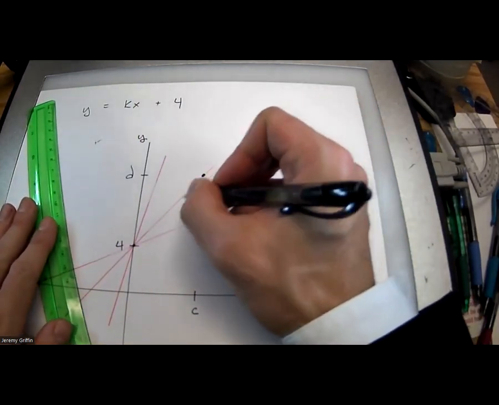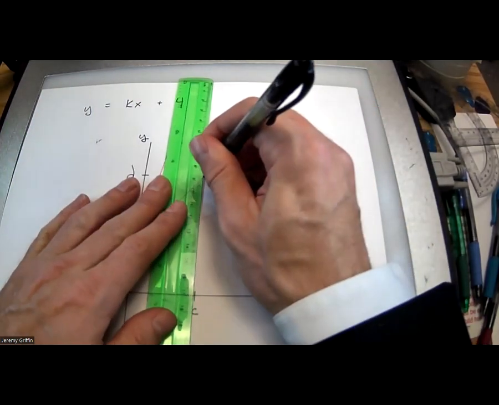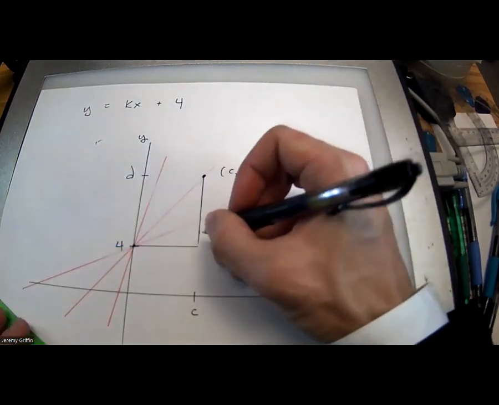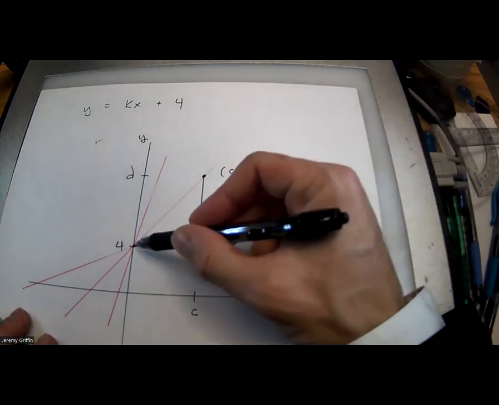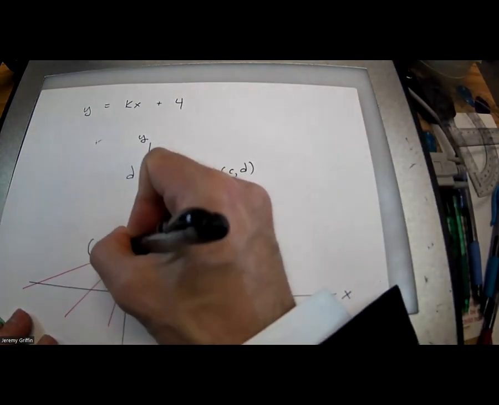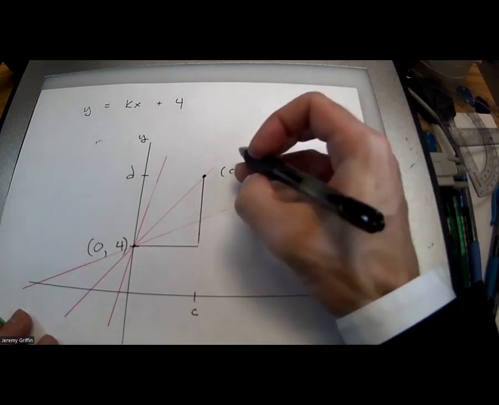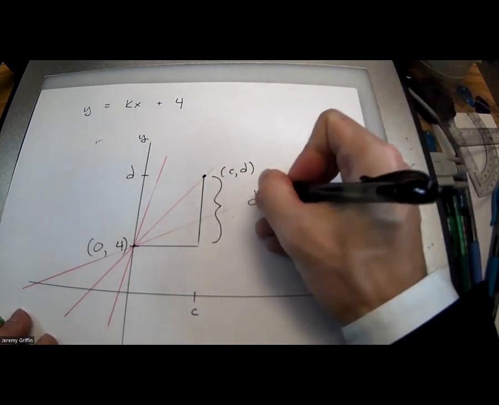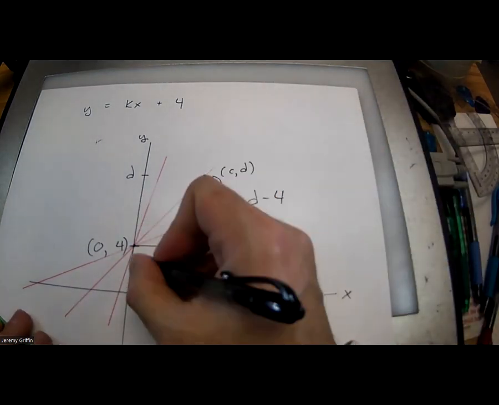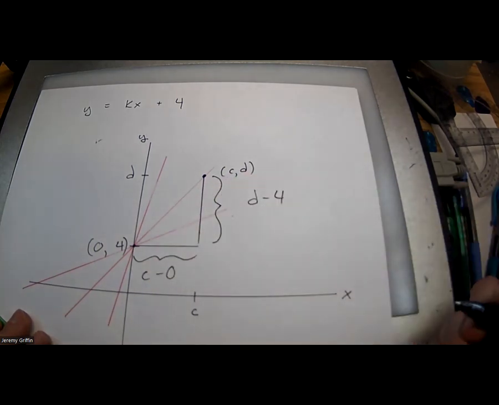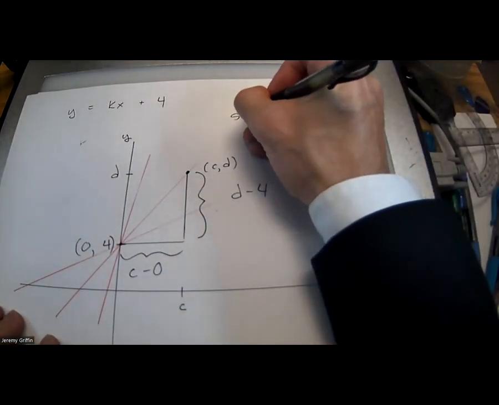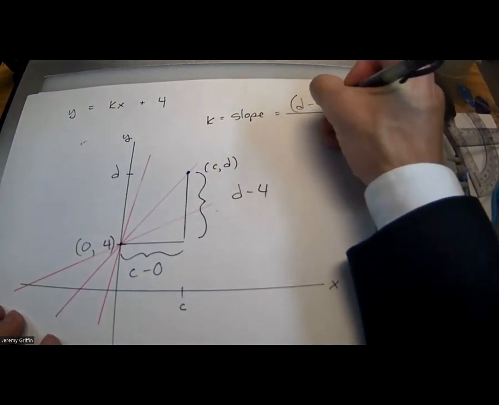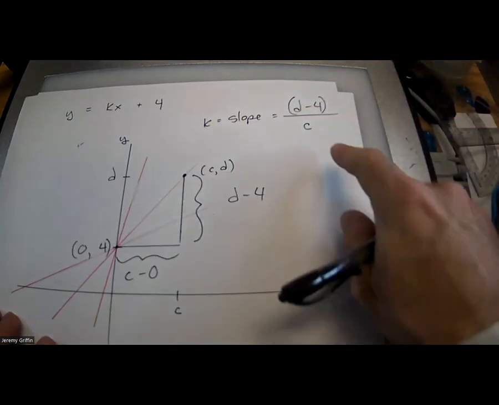So what's the slope? The slope would be k, okay? But wouldn't that be rise over run? So here's the rise and here's the run between these two known points on that line, right? The point (0, 4) and this point (c, d). So what's the rise equal to? d minus 4. What's the run equal to? c minus 0. So the slope, which is k, is (d minus 4) all over (c minus 0), or just call it c, and that's the answer.